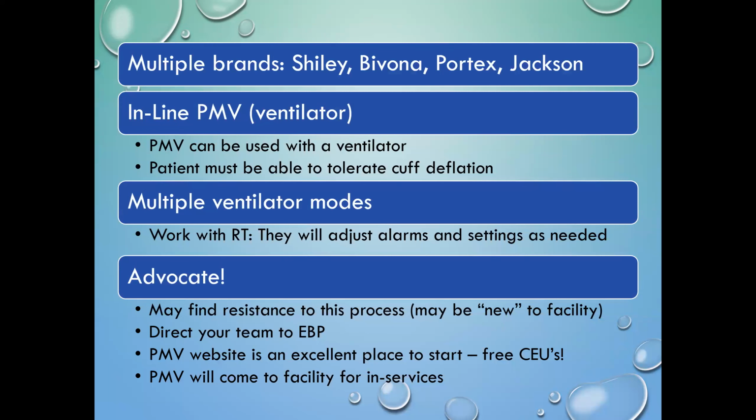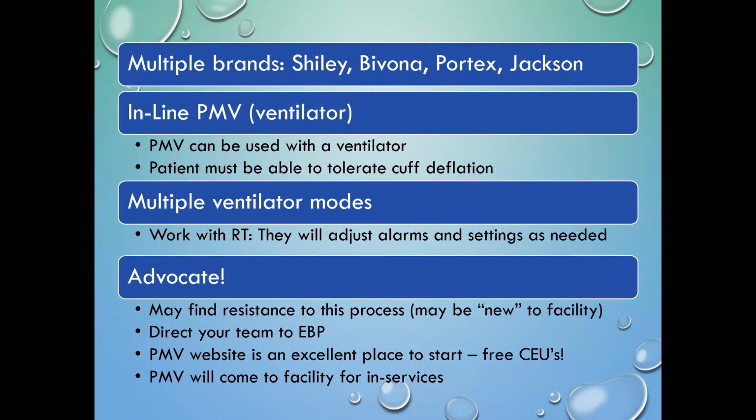Okay, so getting back to the trachs, they do come in a variety of brands. It just depends on the facility that you're at. Some of the bigger or more common ones are Shiley, Bivona, Portex, and Jackson. Jackson is actually made with stainless steel, so those ones you would more often find outpatient. They're usually placed on people who have chronic trachs because they're really easy to clean and easy to care for.